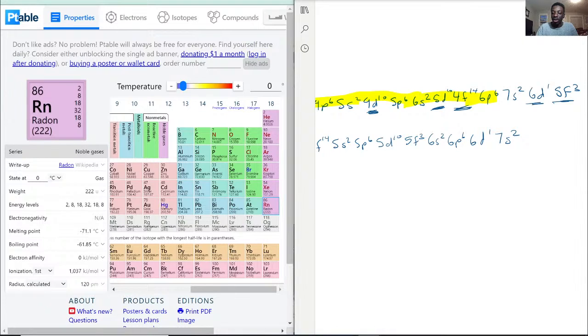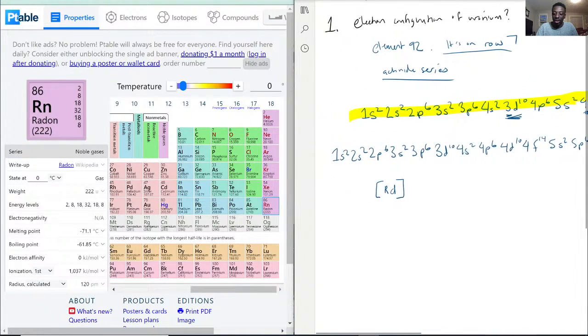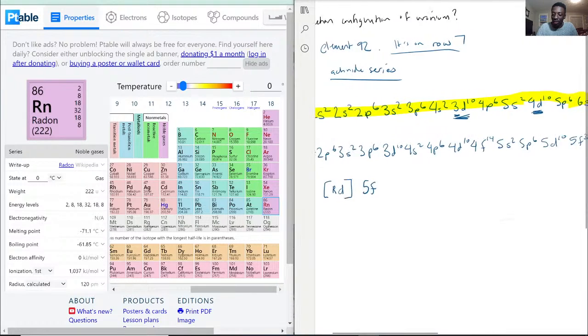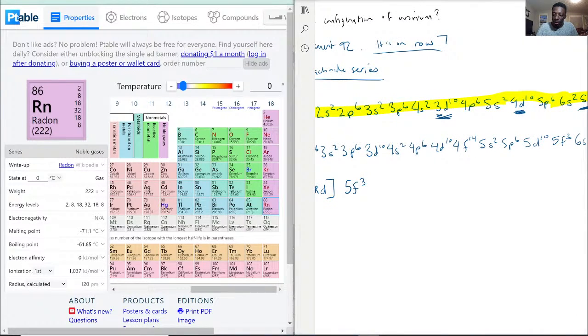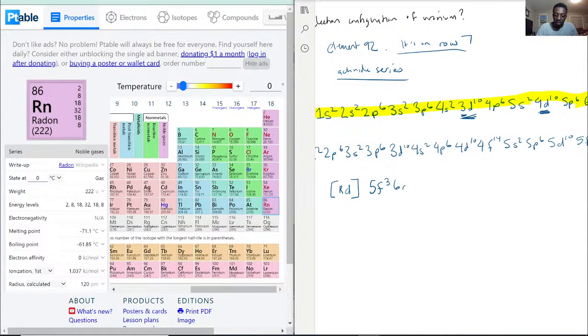And then your new information is what happens post radon. So it'll be radon, and then it'll be the same organization. I do believe it would be 5f1. Oops, not 5f1. Based on this, it's 5f3. Okay. 6d1. 7s2. So that's a pretty messy orbital, but let's see how we did here.